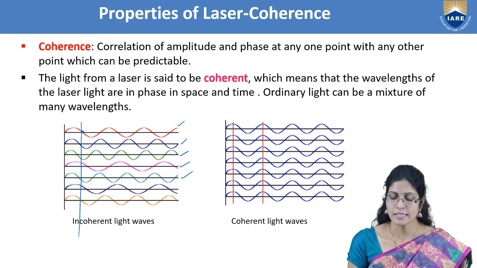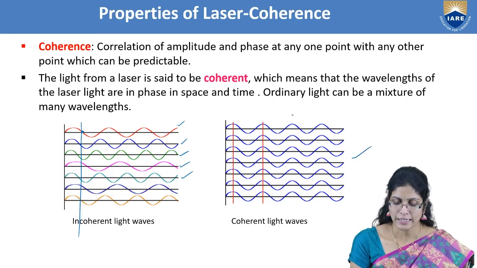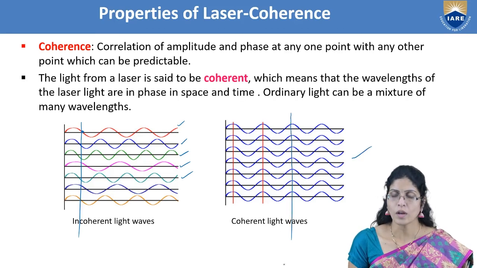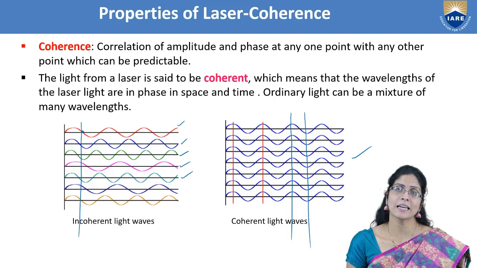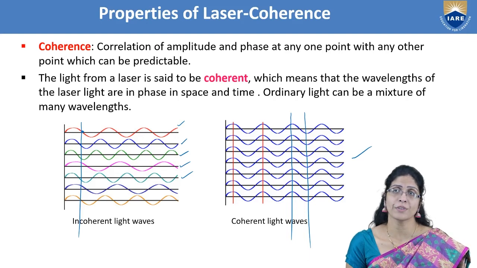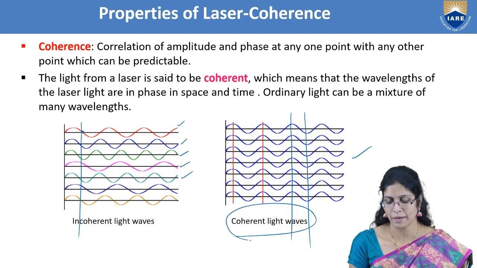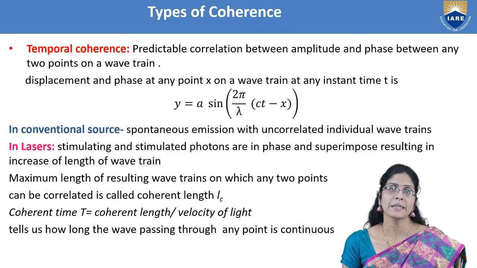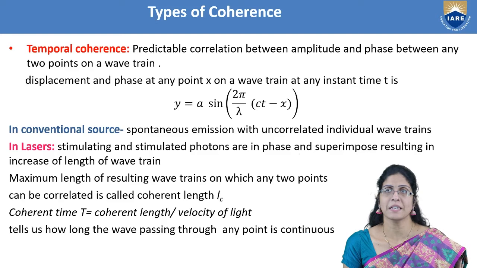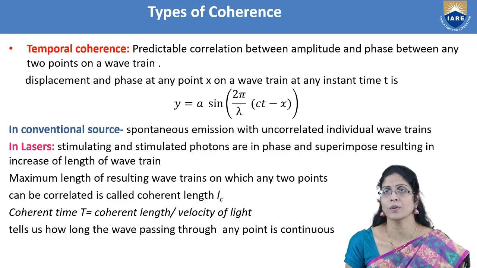And in this diagram, when you take a line like this, you can see all the maxima falling on the line, and when you take a second line on the minima, you can see that all the minima are fitting onto the line. Hence you call them coherent light waves. The coherence can be taken in terms of temporal and spatial. Let's see what temporal coherence is.